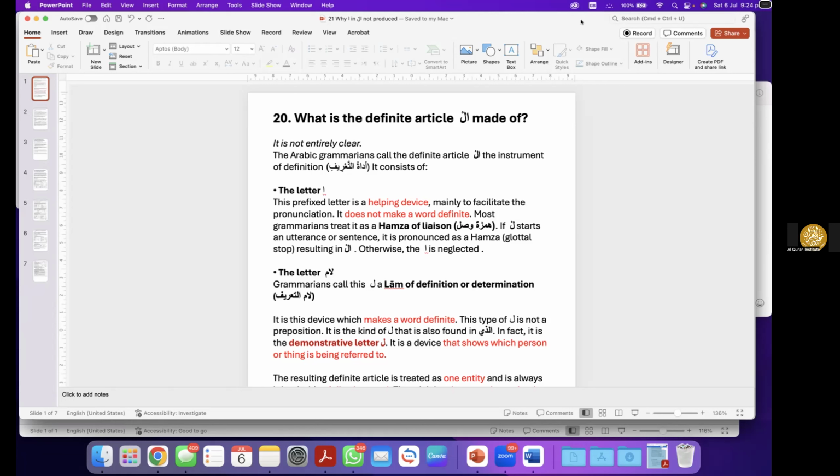Most grammarians treat this alif as hamza of liaison, Hamzatul Wasl. This alif is Hamzatul Wasl, the English name is hamza of liaison. You may remember, may not remember, it's okay. If it starts an utterance or sentence, it is pronounced as a hamza, a glottal stop, resulting in al. So it is actually alif here.